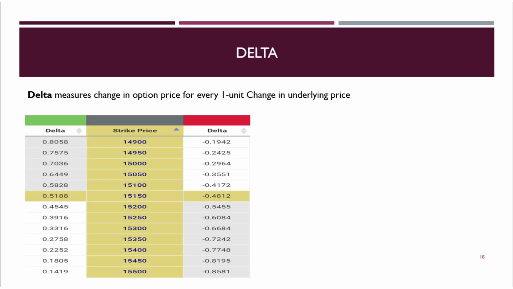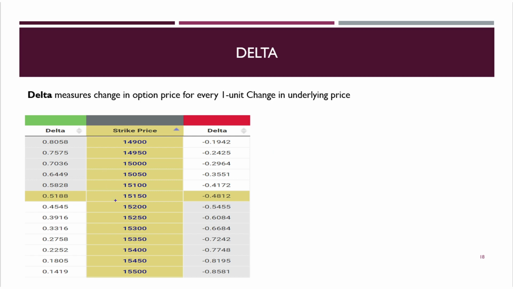Now once we understood our base strategy, let's refresh a few concepts before moving to the main strategy. Delta we have already studied in detail. Delta measures the change in option price for every 1 rupee change in underlying price.